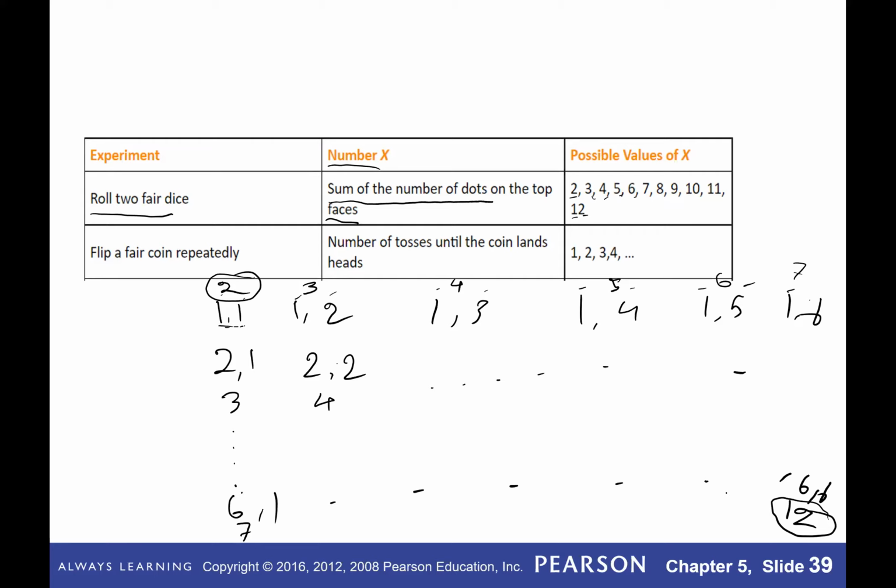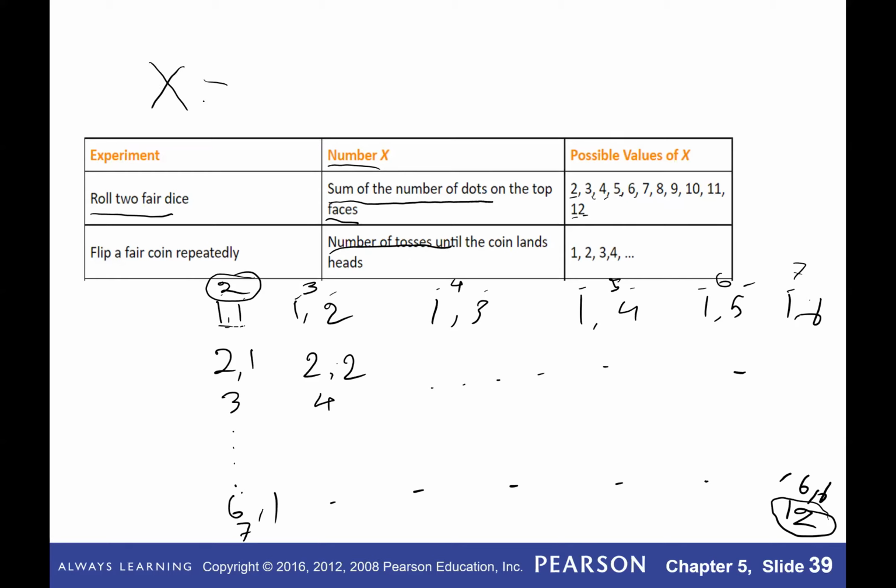Next, flip a fair coin repeatedly, and x is the number of tosses until the coin lands heads. So you flip a coin until you get a head. What are the possible values of x in this case? The number of tosses, right?